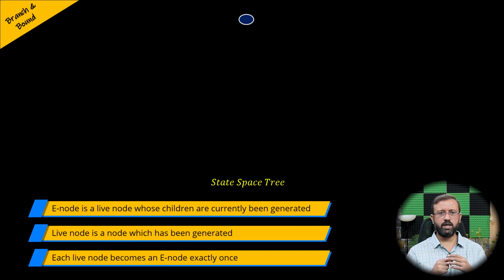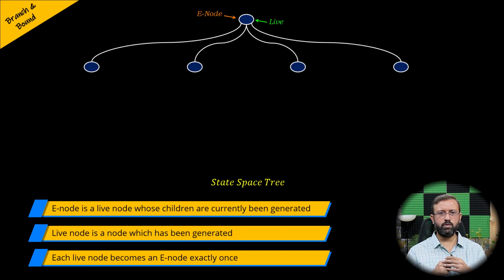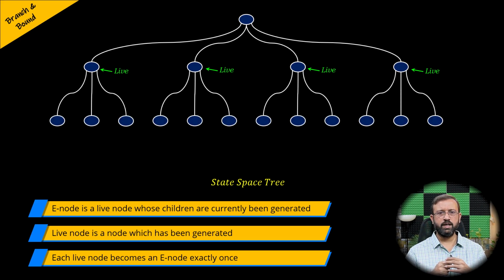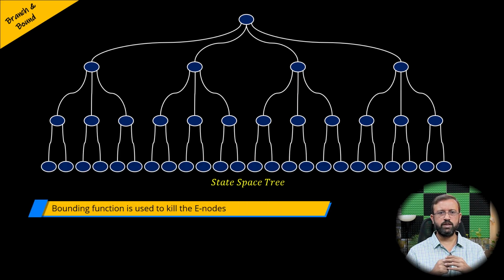We start with the root as the initial problem state, which will be the live node and becomes the E node. When a node becomes an E node, all new nodes that can be reached are generated. That is, all the children of the E node are generated. Then all the newly generated nodes become live nodes. So all the children of the E node are generated before any live node can become an E node. Then the nodes that cannot lead to a solution are discarded. The bounding function is used to kill the node and avoid generating subtrees that do not contain an answer node.